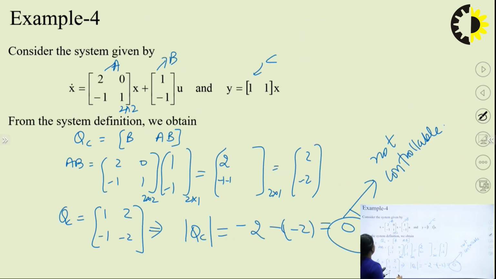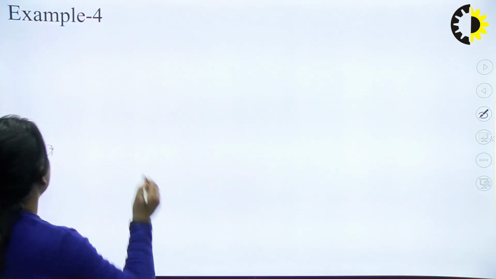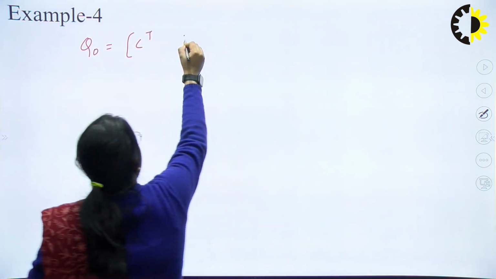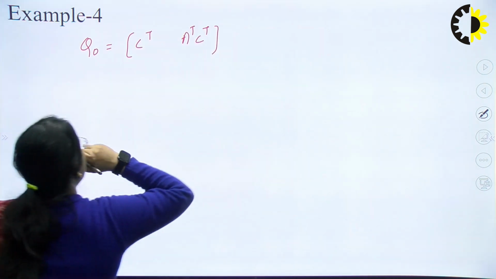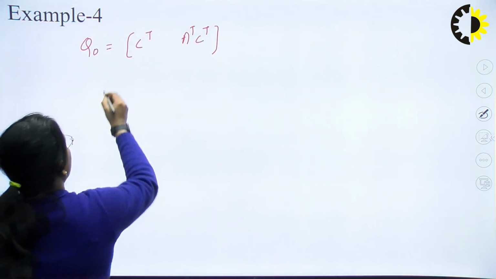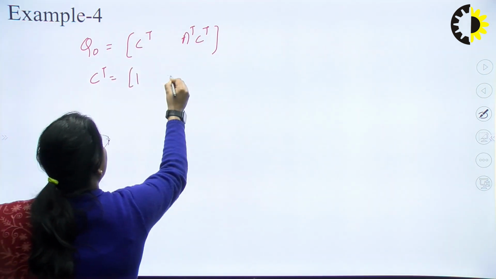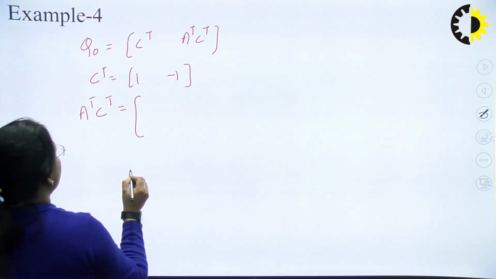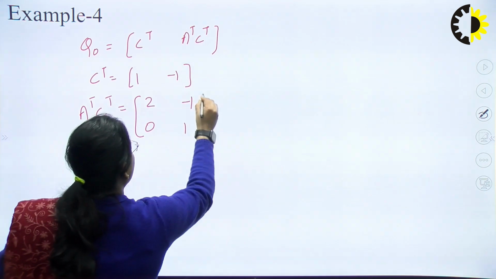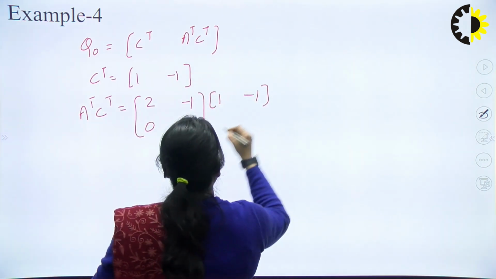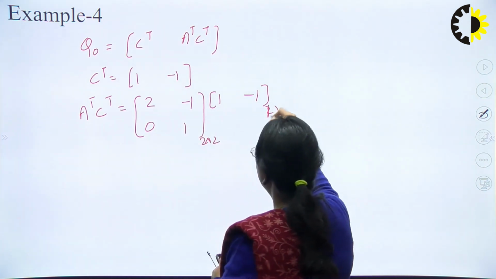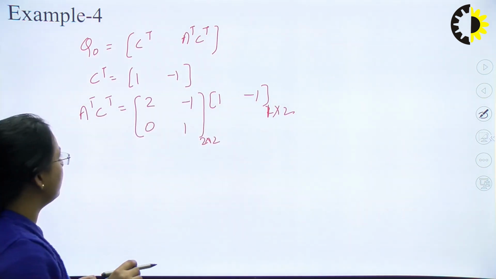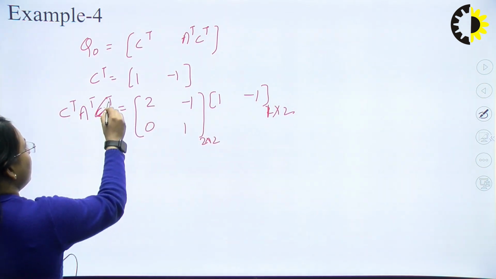Now for observability, you have to check the formula. For observability, we have Q naught equal to C transpose and A transpose into C transpose. So C transpose here is 1 and minus 1. Now A transpose into C transpose will be 2 0 minus 1 1. I am directly writing the values here. So this is of 2 cross 2 and this is 1 cross 2 actually. It should be C transpose into A transpose. Sorry, this is C transpose into A transpose.